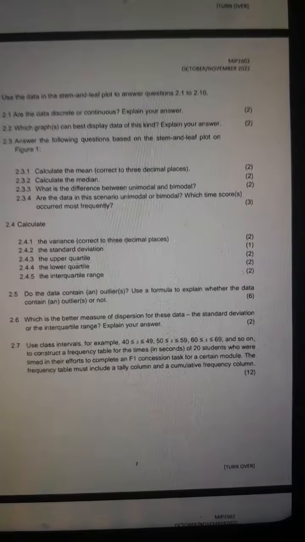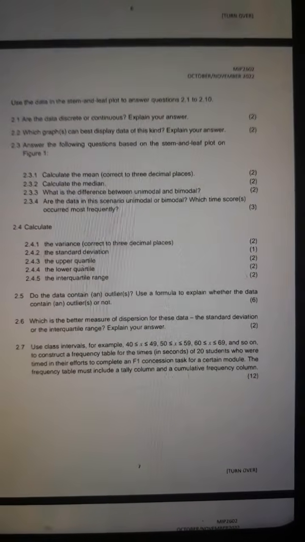Now we can visit 2.7. We are at the peak. We are now about to finish. Use the intervals to construct a frequency table. Of 20 students who were timed in an effort to complete a task for a certain module, the frequency table must include a tally column and a cumulative frequency. That will be easy to work out. Let's put that into practice.